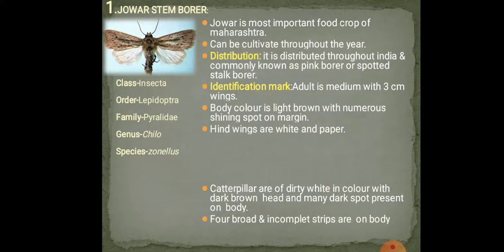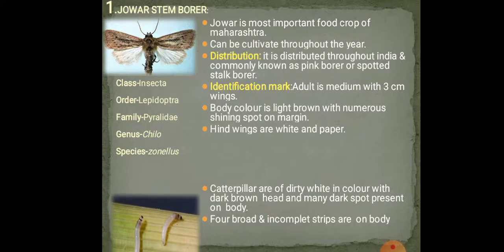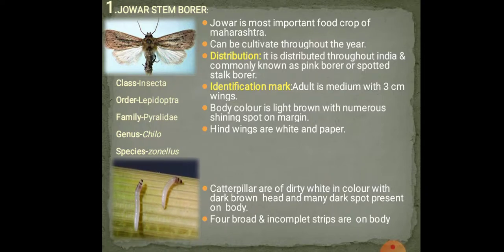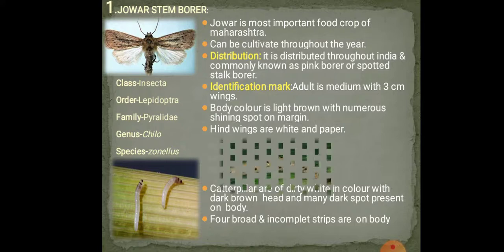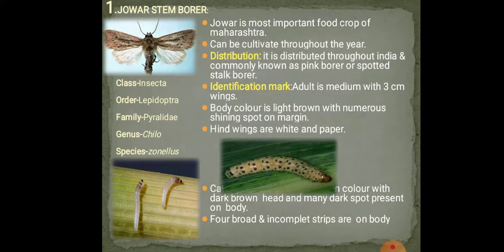The identification mark of this borer: the adult is medium in size with a 3 cm wingspan. The color of the body is light brown with numerous shining spots on the margin. The hind wings are white and peppery. The caterpillar of this borer is dirty white in color with a dark brown head and many dark spots present on the body. In this picture we can see that clearly.